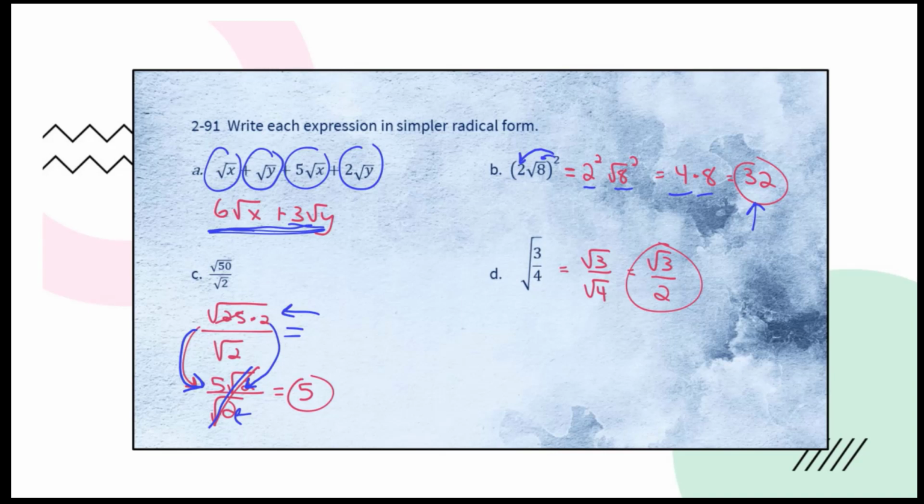Part D, all I did was rewrite it as the square root of 3 over the square root of 4. Well, the square root of 4 is 2. So that simplifies that problem pretty easily. Okay, you get what I'm saying.